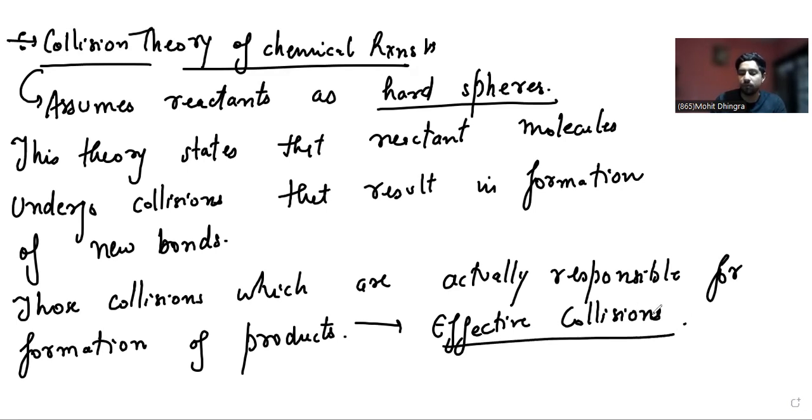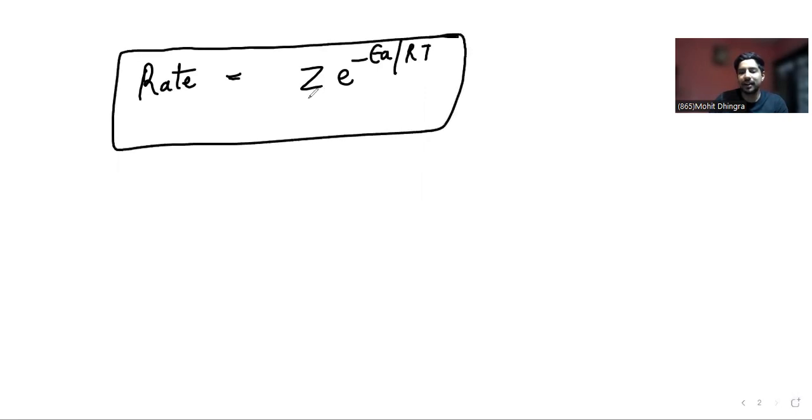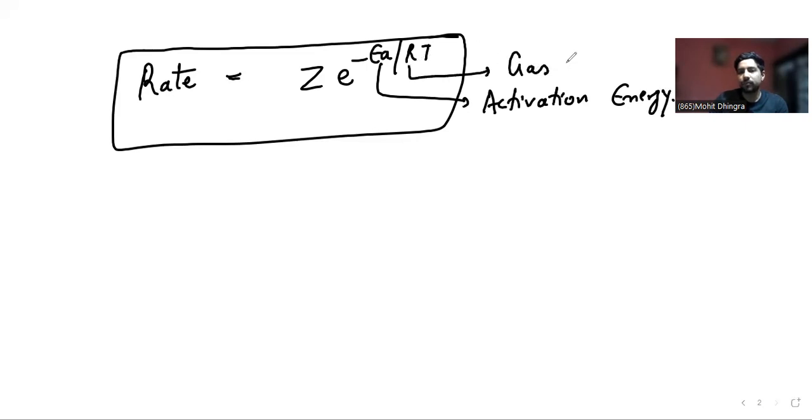Now the rate given for this reaction is Z e^(-Ea/RT). Here Z is the Arrhenius factor, which we will discuss in the next video. Ea is the activation energy, R is the gas constant, and T is the temperature at which these collisions are happening.